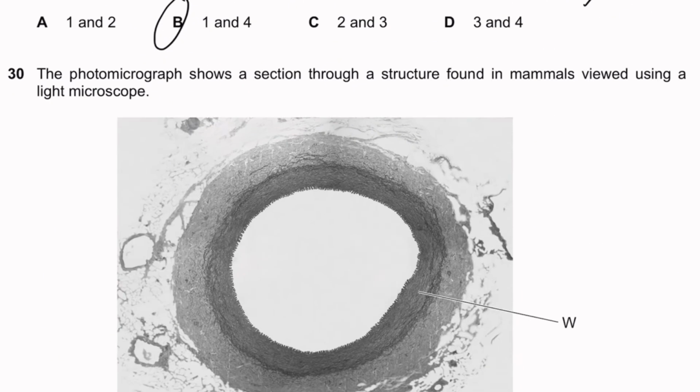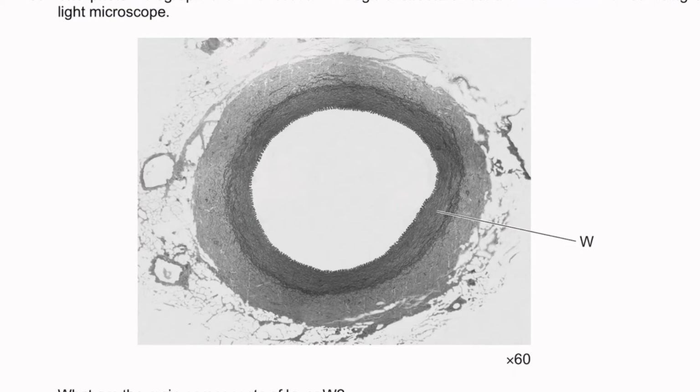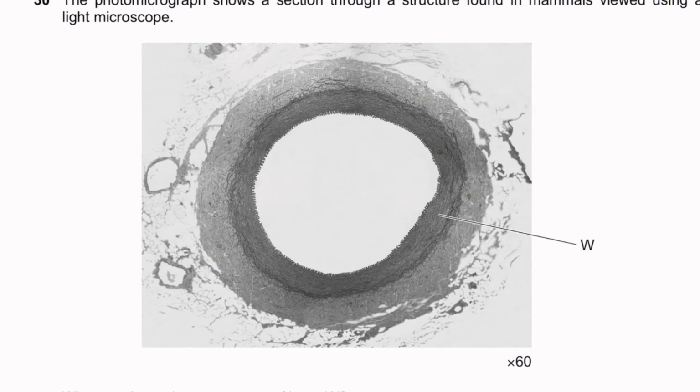That's B. Okay, the photomicrograph shows a section through the structure found in mammals viewed using a light microscope.